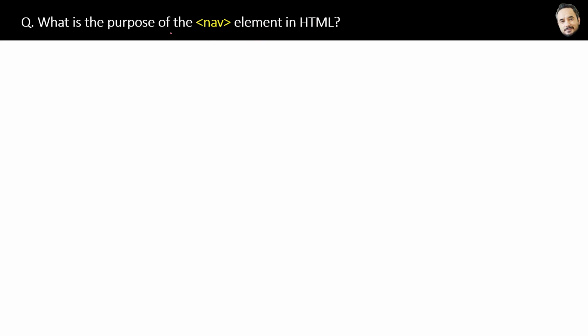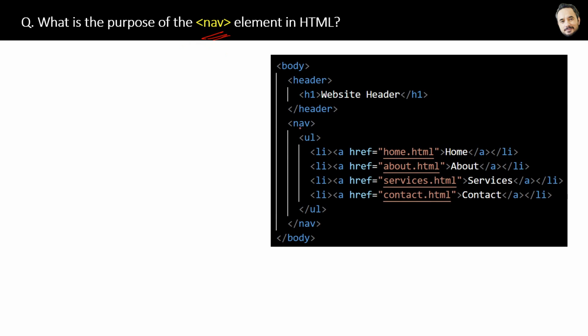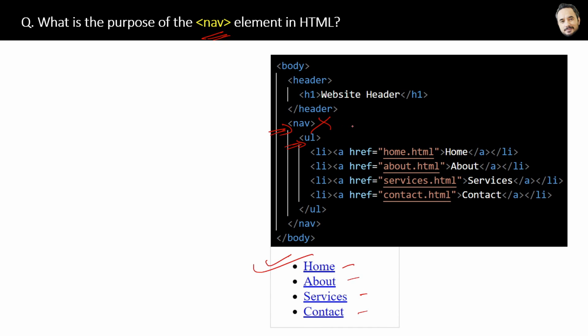What is the purpose of the nav element in HTML? Let me show you the code first, and here it is. Here you can see we have this nav element, and under that we have the list. The output of this list will be something like this. Now, even if you do not use the nav element here, the list will remain and be displayed the same. Okay. The question is then, why do we require or need this nav or navigation element, right?